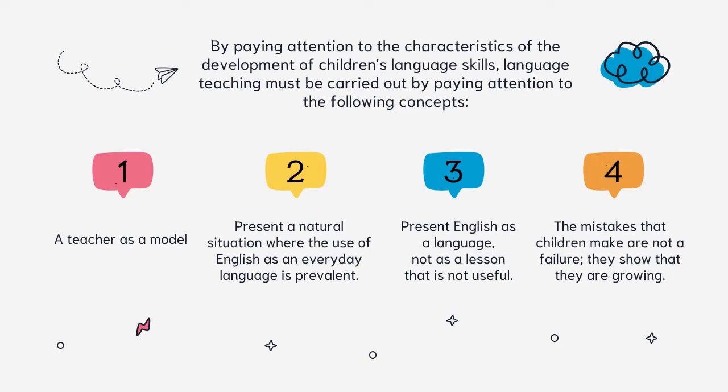By paying attention to the characteristics of the development of children's language skills, language teaching must be carried out by paying attention to the following concepts. One, a teacher as a model. Two, present a natural situation where the use of English as an everyday language is prevalent. Three, present English as a language, not as a lesson that is not useful. Four, the mistakes that children make are not a failure. They show that they are growing.